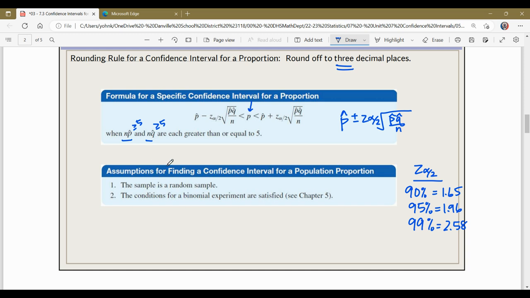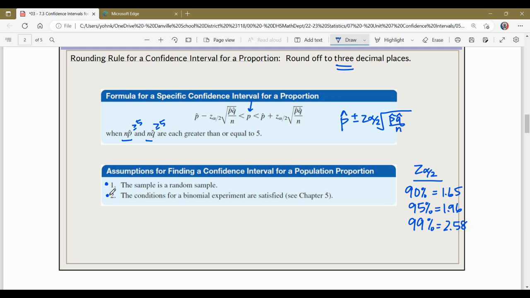There are two assumptions for finding a confidence interval for a population proportion. One, the sample is a random sample. That's pretty much always going to be here, non-negotiables that you always want to, if possible, have samples be random samples. And then two, the conditions for a binomial experiment are satisfied.